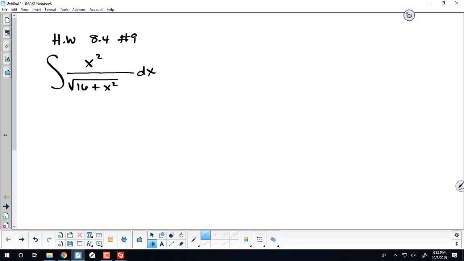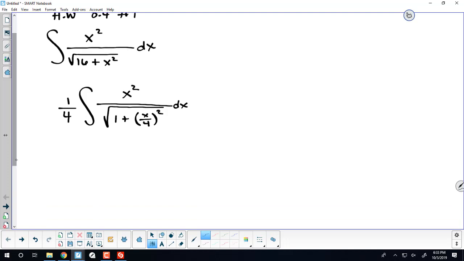Okay. So we'll factor out the stuff in the radical. We're going to factor out the 16 so that we have 1 plus x over 4 squared, square root of all that, and the 1 over 4 out here. So what substitution are we using here for 1 plus x over 4 squared? Tangent. 1 plus tangent squared. So x over 4 is tangent.